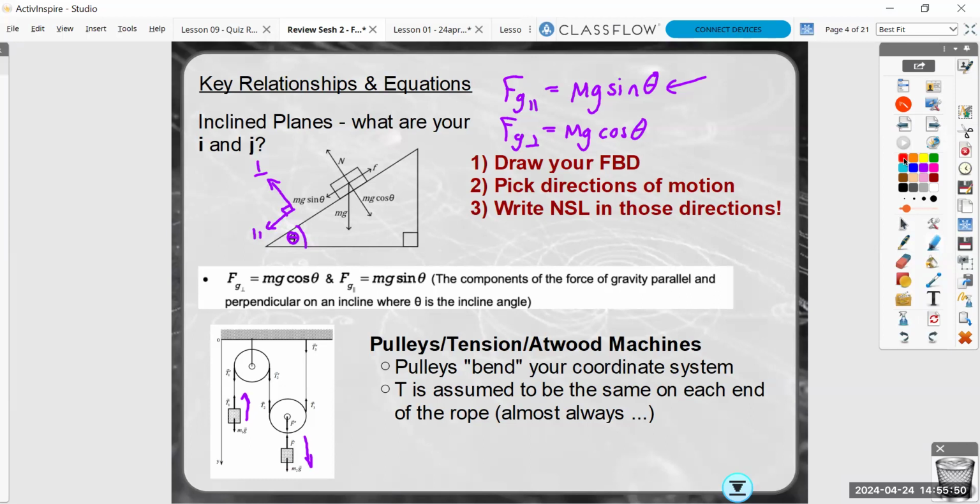Every forces problem is going to have basically the same approach. You're going to draw your free body diagram. You're going to pick your directions of motion, and then you're going to set up Newton's second law in those directions of motion. You're going to write out F equals ma, and that's going to lead you to victory.